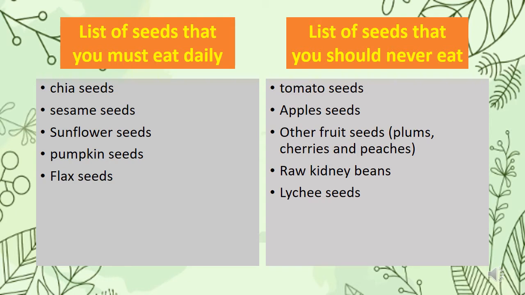The reason is the presence of a compound called amygdalin. This plant compound is a part of the seed's chemical defenses. When the seeds are digested or chewed, this compound releases hydrogen cyanide, which is poisonous to our body. And the other fruit seeds are the plums, cherries, peaches, raw kidney beans, and lychee seeds.